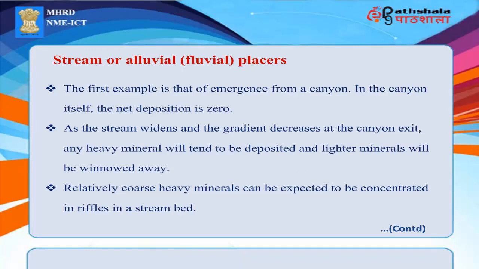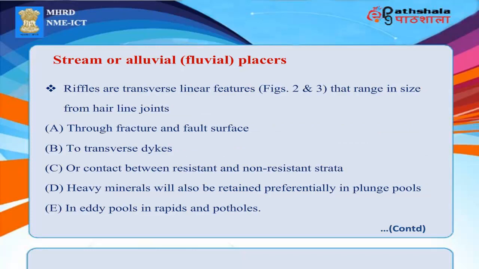The first example is that of emergence from a canyon. In the canyon itself, the net deposition is zero. As the stream widens and the gradient decreases at the canyon exit, any heavy mineral will tend to be deposited and lighter minerals will be winnowed away. Relatively coarse minerals can be expected to be concentrated in riffles in a stream bed. Riffles are transverse linear features, as shown in figures 2 and 3, that range in size from hairline joints through fractures and faults to transverse dikes or contacts between resistant and non-resistant strata. Heavy minerals will also be retained preferentially in plunge pools, in eddy pools, in rapids and potholes.